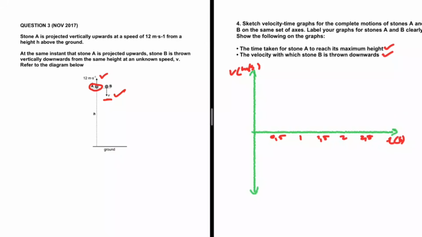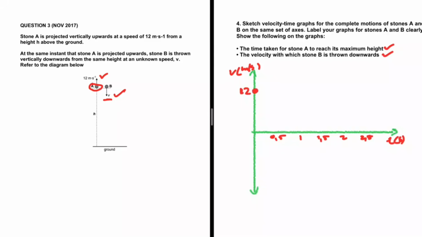Okay, I'm deciding to use this time interval because the entire motion of both balls takes 2.44 seconds. So we're supposed to indicate the time taken for stone A to reach its maximum height. It takes 1.22 seconds. We know that for sure. But its initial velocity is 12 meters per second. So let's see, 12 meters per second is somewhere here.